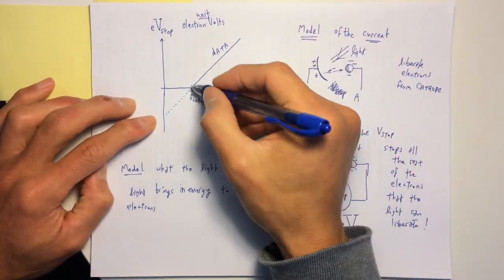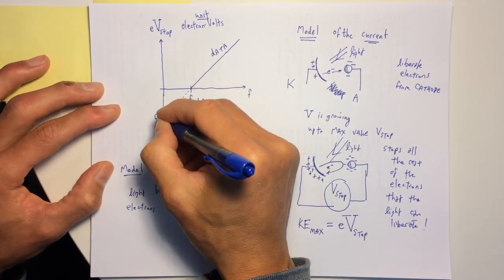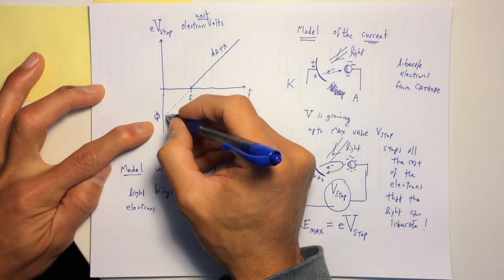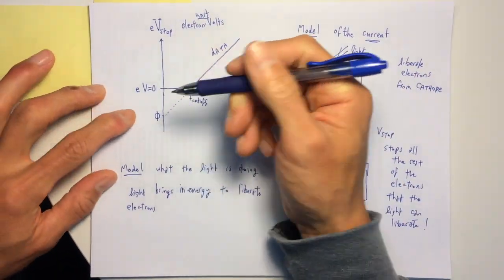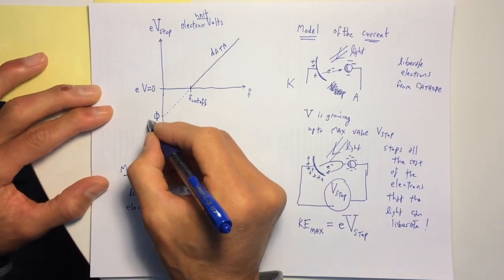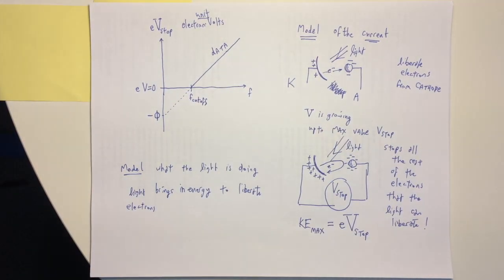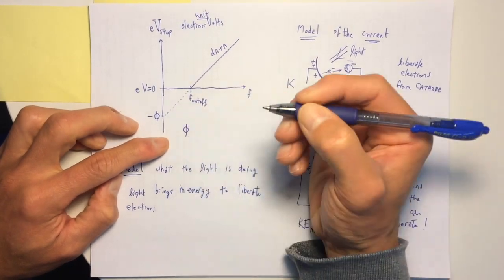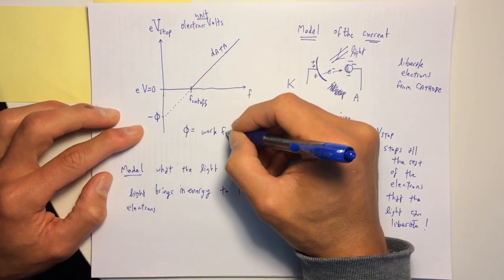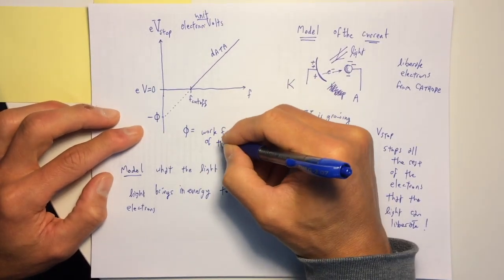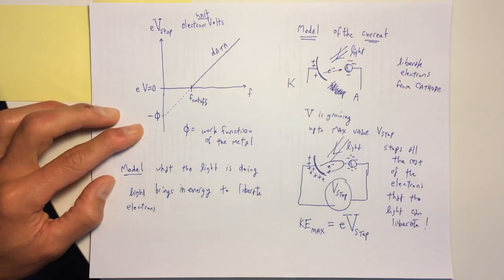So there's this cutoff frequency. And if you project down to the axis, there is something called phi. And actually, because this is hitting below zero down here, given this intercept, it has this added minus sign, where phi itself, so the opposite of the y-intercept here, is referred to as the work function of the metal, or of the cathode. So the work function of the cathode.